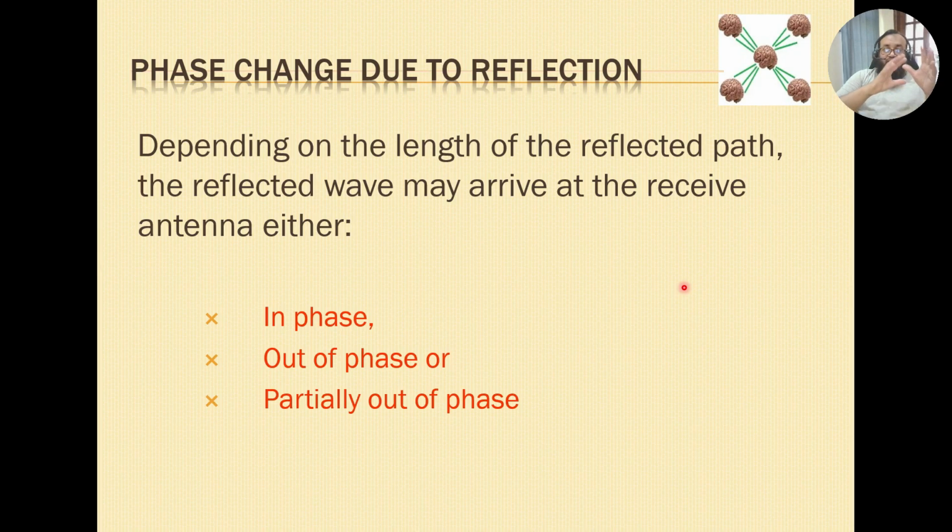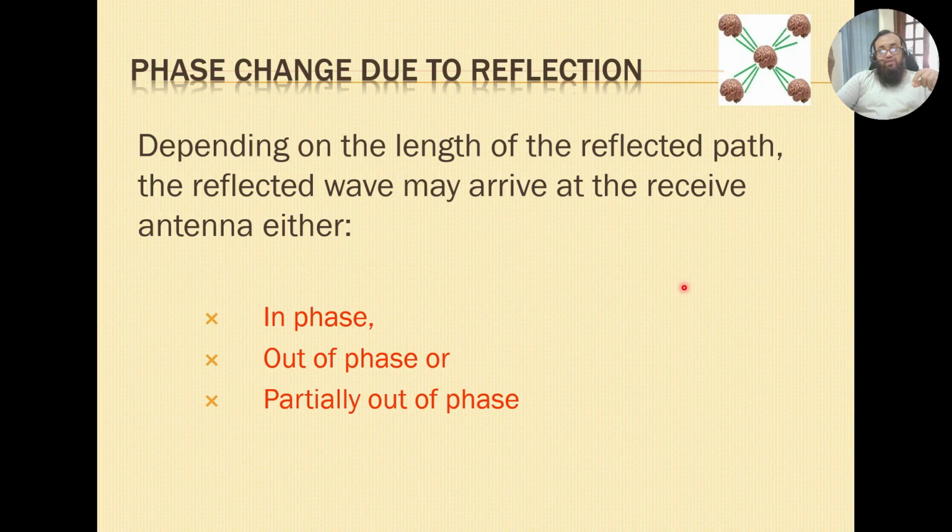Like in the previous video we talked about the reflection, that there's an incident wave and there's a reflected wave, but now we will talk about being in phase and being out of phase. So basically, whenever any wave hits a surface, at the moment when it hits, there's a physics law that the phase is reversed. It reverses its phase, but now it is traveling towards the receiver side.